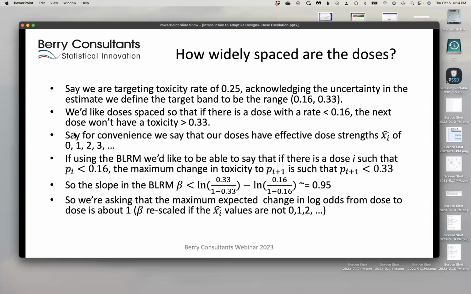So if for convenience we assume that we're going to, in our model, think about this not in terms of things like the BOIN and mTPI for a moment, but the Bayesian Logistic Regression, where we fit a simple linear logistic curve.